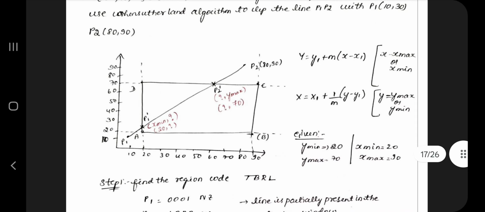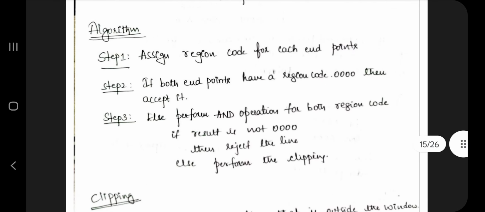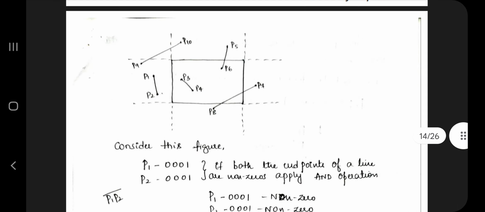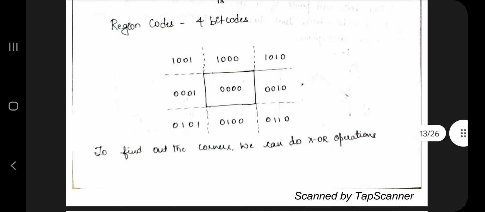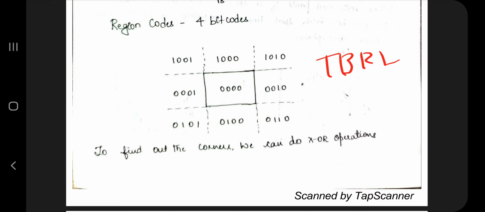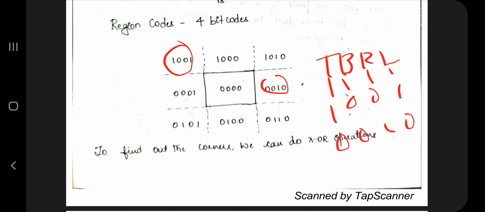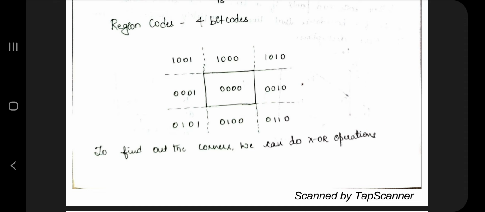After you have marked this, you have to perform a test on it. What I'm talking about is this test, the region codes test. You have to perform the XOR operation. It is in the form TBRL. What is TBRL? Top, bottom, right, left. So for top and left it will be 1, the rest will be 0. This is just right, nothing else, so 0 0 1 0. That's the way it is written, and the middle one will be 0 0 0 0. And this you have to write for the theory and the algorithm for the Cohen Sutherland.